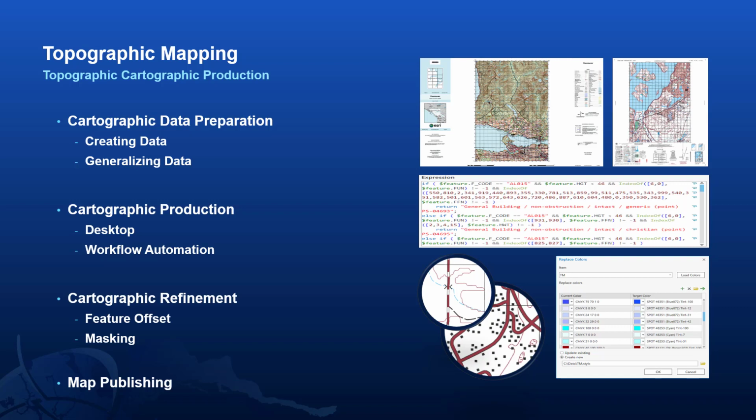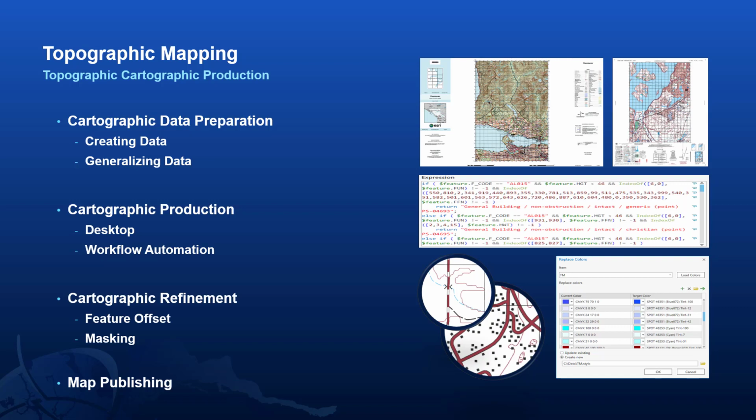Once the cartographic data preparation is complete, the user can start the cartographic production. This can be done by running the Generate Product Layout tool. This tool uses existing layouts from the support files and creates the necessary data for many of the elements in the topographic maps. This tool can be run in ArcGIS Pro application or through Workflow Manager workflows.